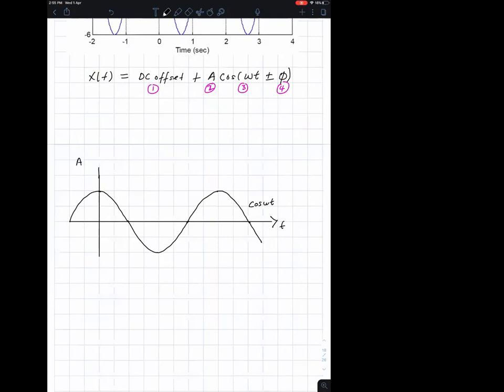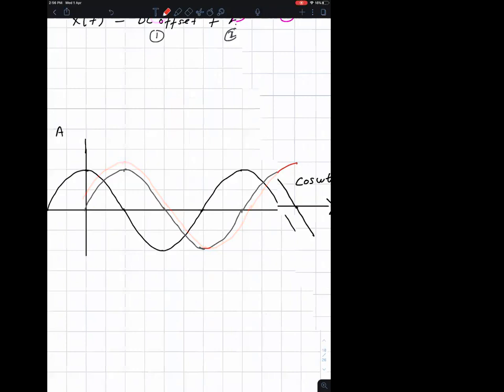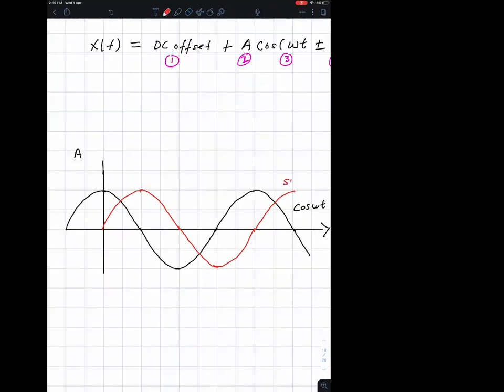And then sine. Between sine and cosine, there's a 90 degrees phase shift. So you should be aware of all these things.